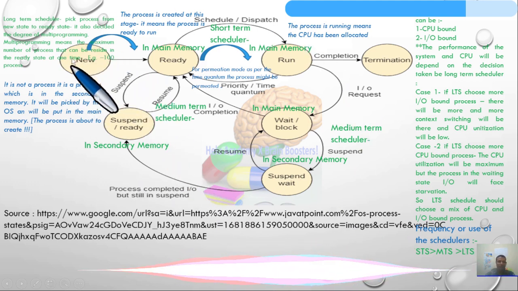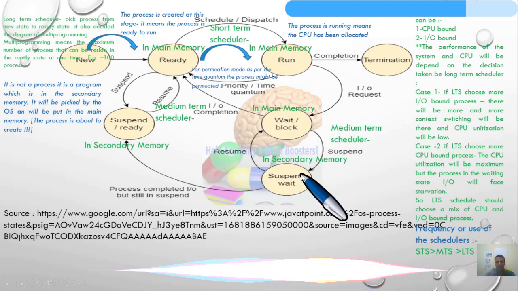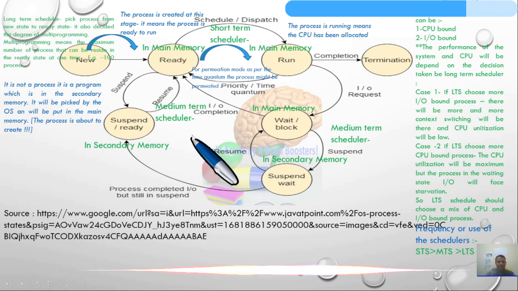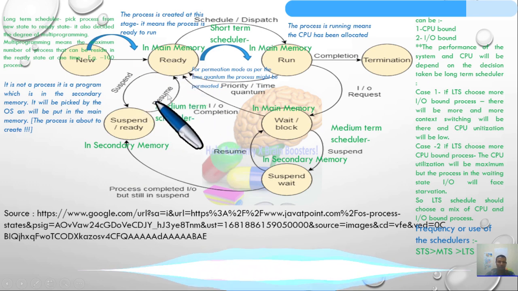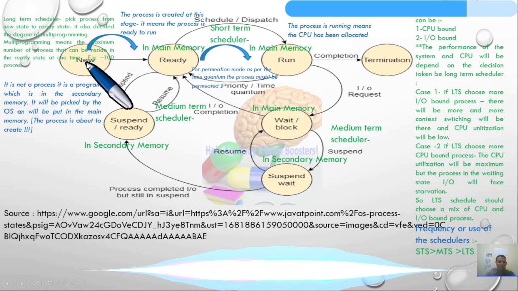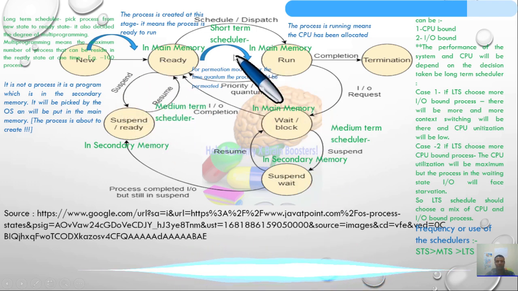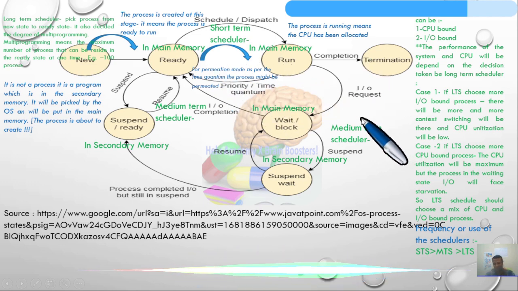So in general, we have new, ready, run, termination, and wait block states, and suspend wait and suspend ready. And we have a mid-term scheduler for this part and for this part, and the long-term scheduler for the new state and ready state. The mid-term scheduler handles wait block state to suspend wait, and ready to suspend ready, so it has two places here, as you can see. The short-term scheduler goes from ready state to run state, like that. So I hope you get the idea of the process states.